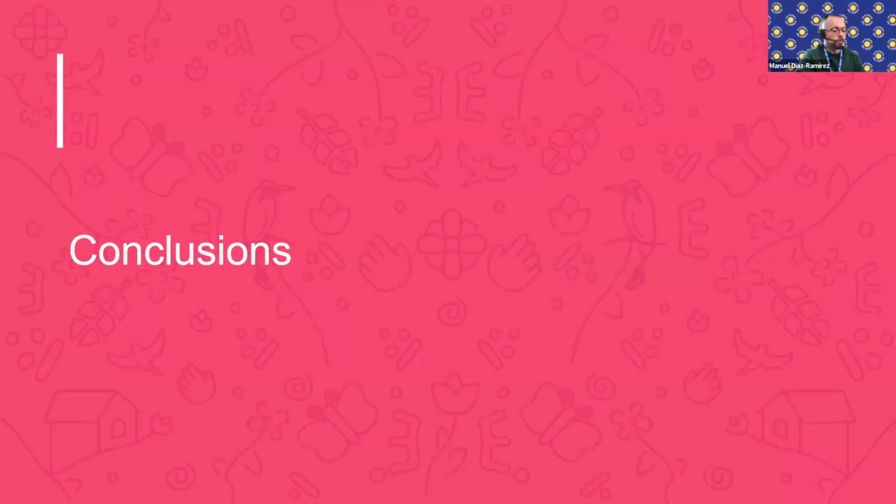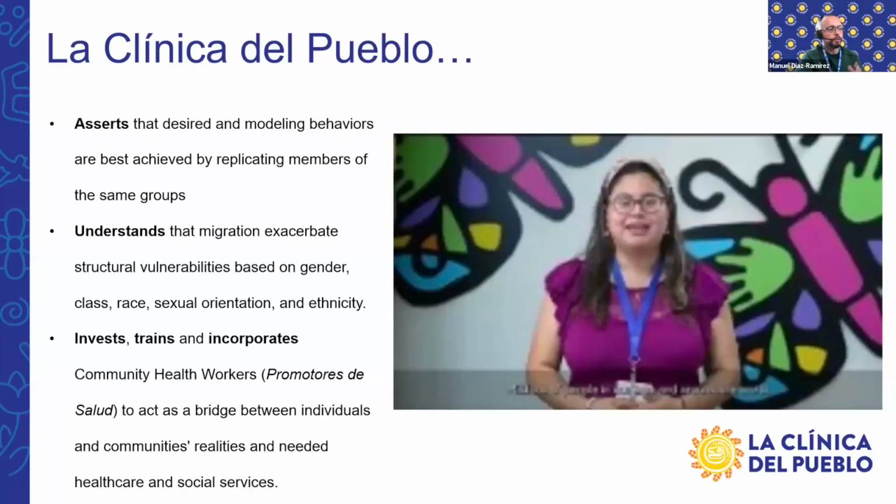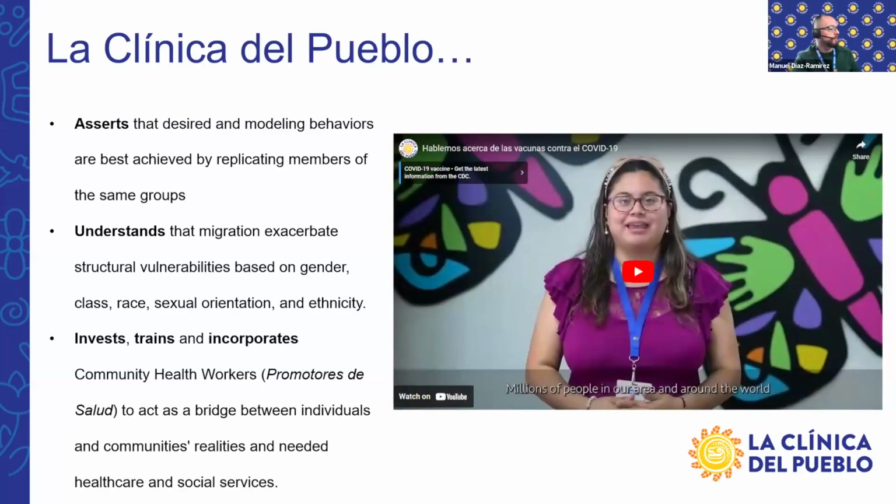So what can we conclude? And I hope I can address this in the last 3 minutes I have, or less. We believe that our community health worker model asserts the desired behaviors are best achieved by replicating members of the same groups, understanding that migration exacerbates structural vulnerabilities based on gender, class, race, sexual orientation, and ethnicity. And it is important to invest, train, and incorporate community health workers to act as a bridge between individuals and the community's realities and the healthcare services.